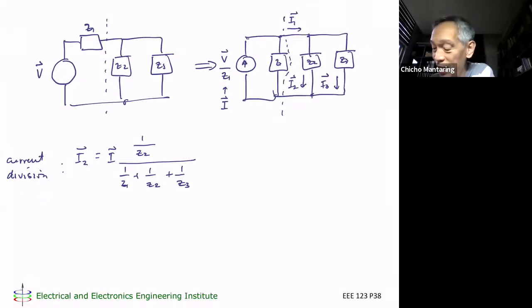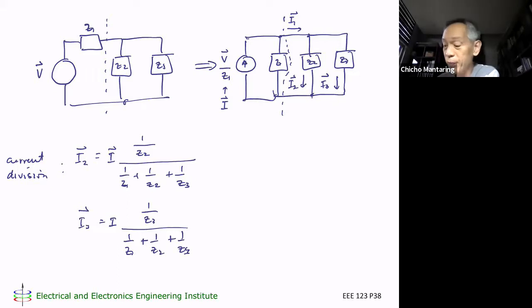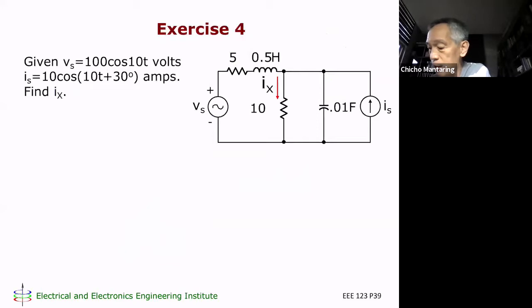Ganun din, no? Yung I3 is equal to I, 1 over Z3, all over 1 over Z1 plus 1 over Z2 plus 1 over Z3. Okay. And then I1 is equal to I2 plus I3. So that's another technique. No? Okay. Sige. I don't think we have to go further, no?